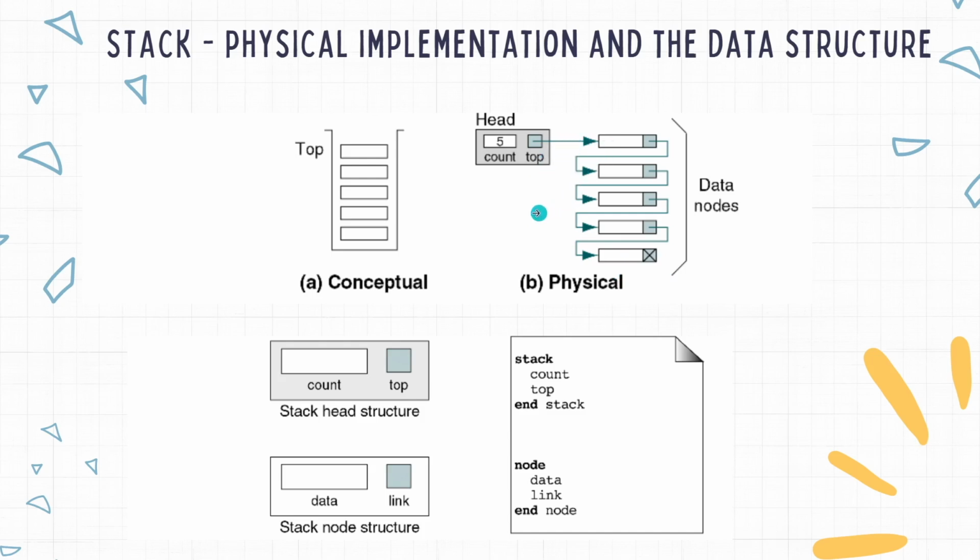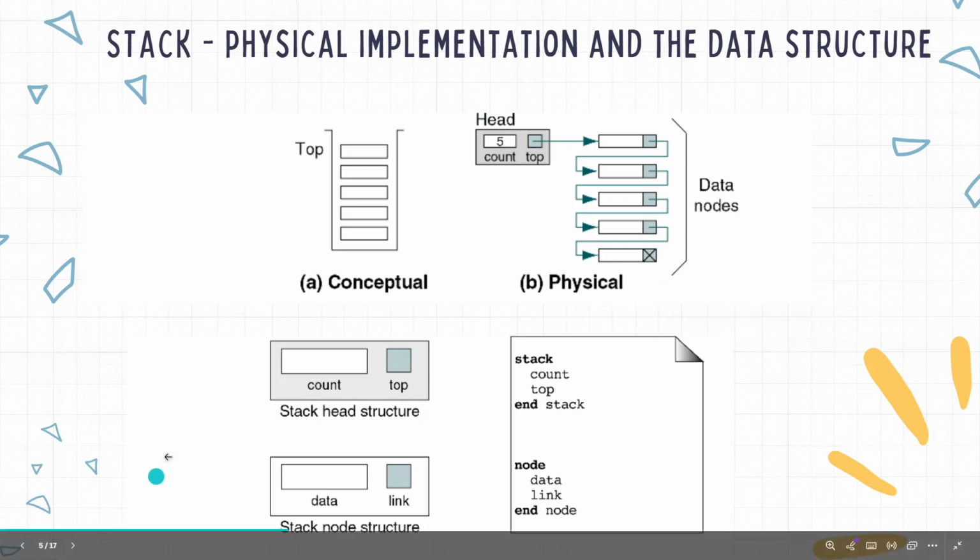And in addition, we have maintained a variable named count. It is used to keep track of the count of elements in the stack at any point of time. So, if you want to have an implementation of this sort, then we should define our data structure this way.